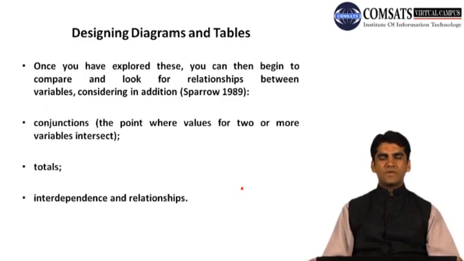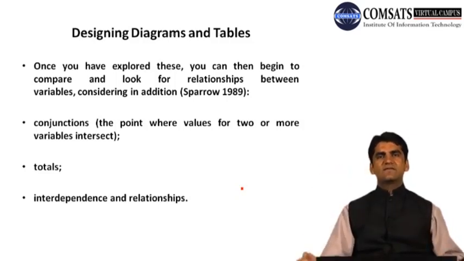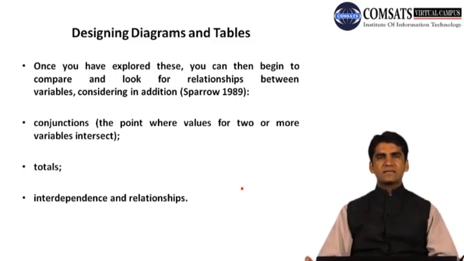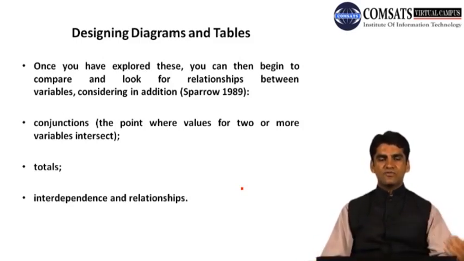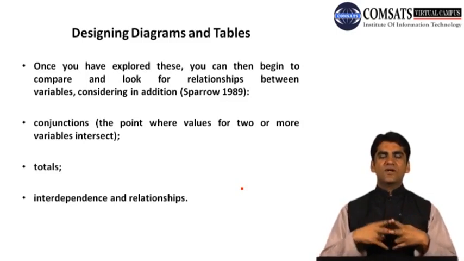Once you have explored these, you can then begin to compare and look for relationships between variables. So you can see the links between variables. If you make tables and graphs, you can move further to make correlation tables, a Pearson correlation table, to see regression analysis and all, and you move further. Conjunctions, the point where values of two or more variables intersect. So bivariate analysis you can do.